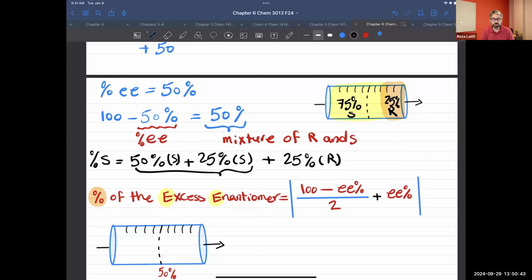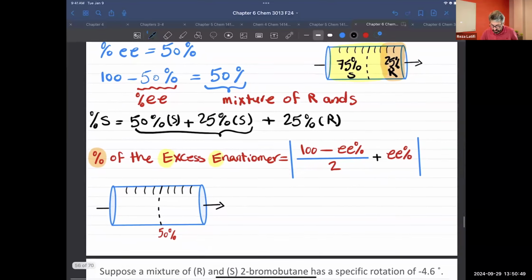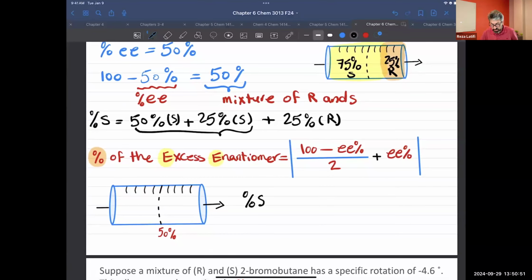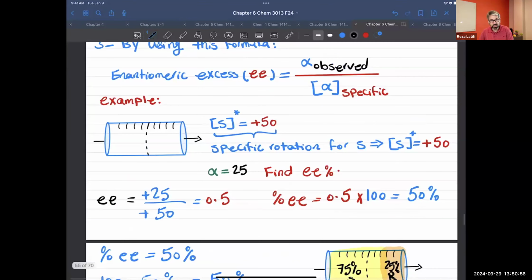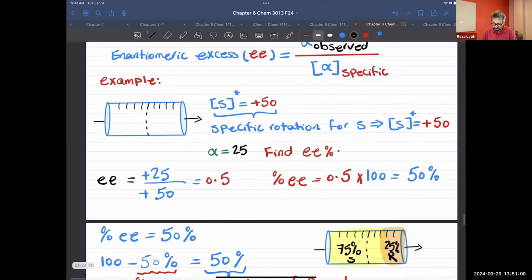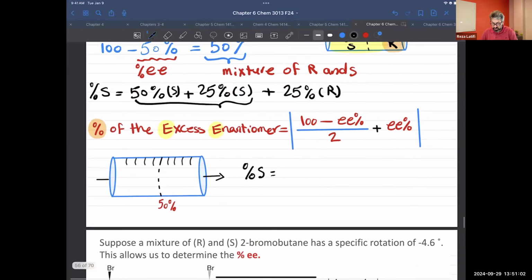If you want to know the percentage of the enantiomer that you have more of, so I want to know the percentage of S. Why S? Because the rotation was positive. We got the rotation positive, and S is the positive one. So X is from S, so I'm going to say it's going to be this.